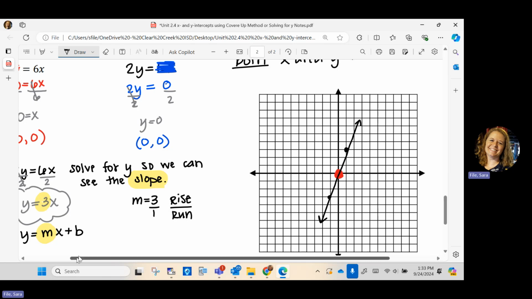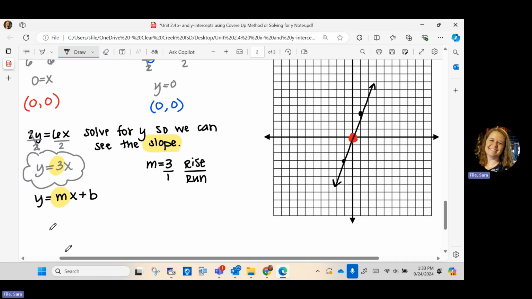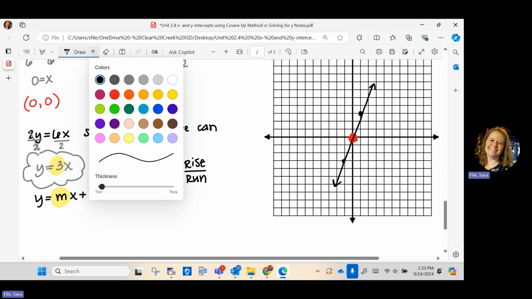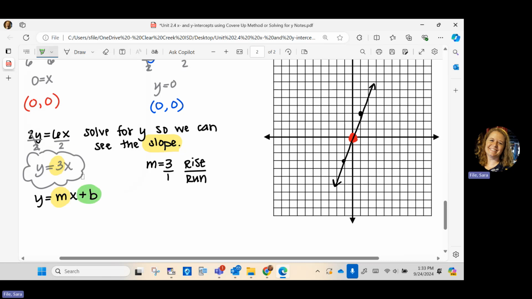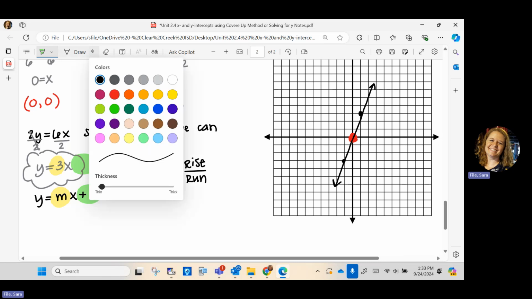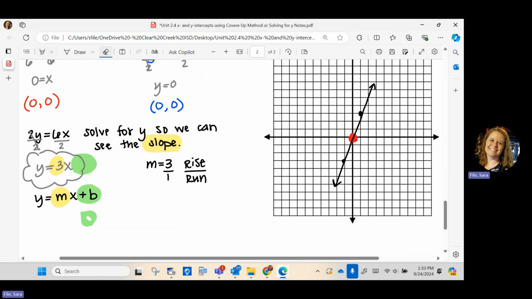I can also confirm here in y equals mx plus b form. Remember what we said? We said that b is the y-intercept. There is no b here. That means b is 0. Because there's nothing added after 3x, b is 0. And remember, that represents your y-intercept, which we found up here to be 0. And it all kind of comes full circle.